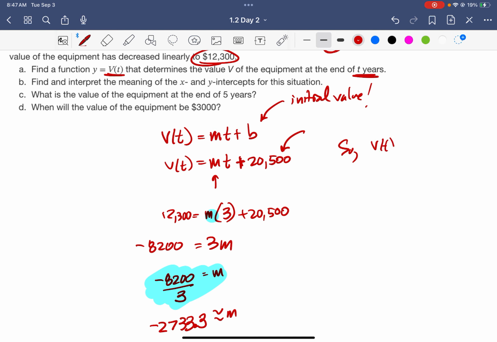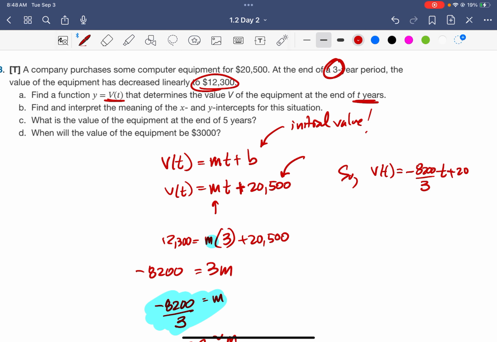So V of t is equal to negative 8,200 over 3 t plus 250. Oh, did I get that right? No, 500. So that would be my linear equation that they were looking for in part A. Find and interpret the x and y intercepts.